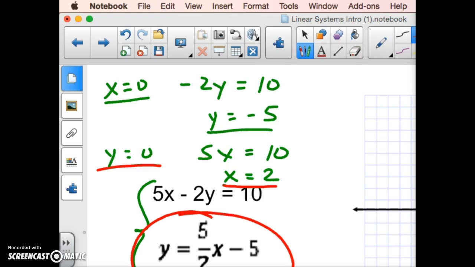the intercept's -5, which is right where we had the point there, and the slope is 5/2. So we're going up and over, giving us the same points we have for the previous line. So as I stated, this would be a consistent and dependent case.